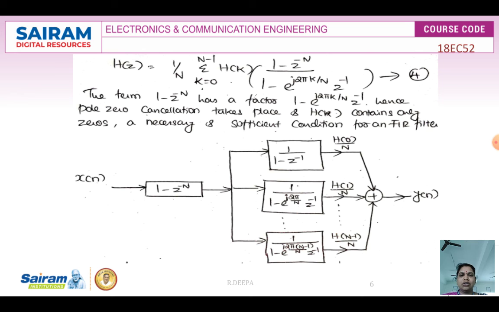Similarly for k equal to 2, again we can put it as a block, and you can extend up to N minus 1, because the k value is maximum N minus 1. And later you need to add all these terms. Since equation 4 has a summation, we are adding all the outputs and giving it as an output here. So this complete structure represents the frequency sampling structure of an FIR filter.